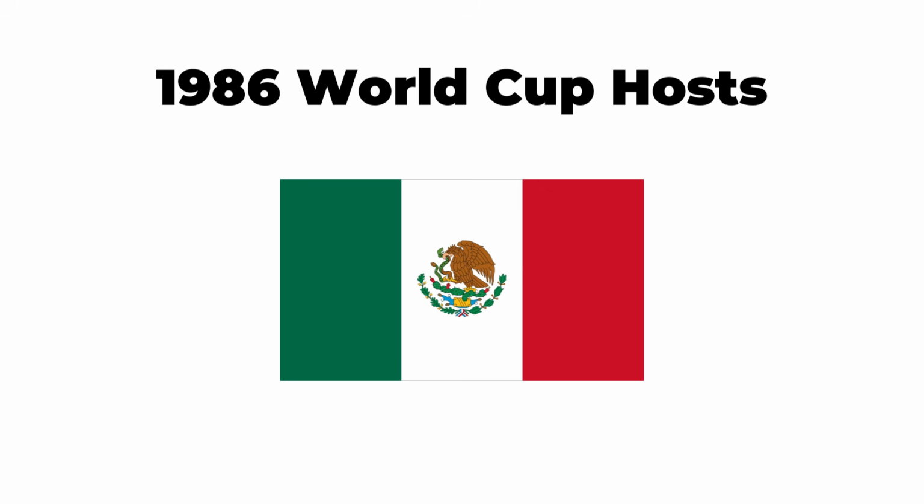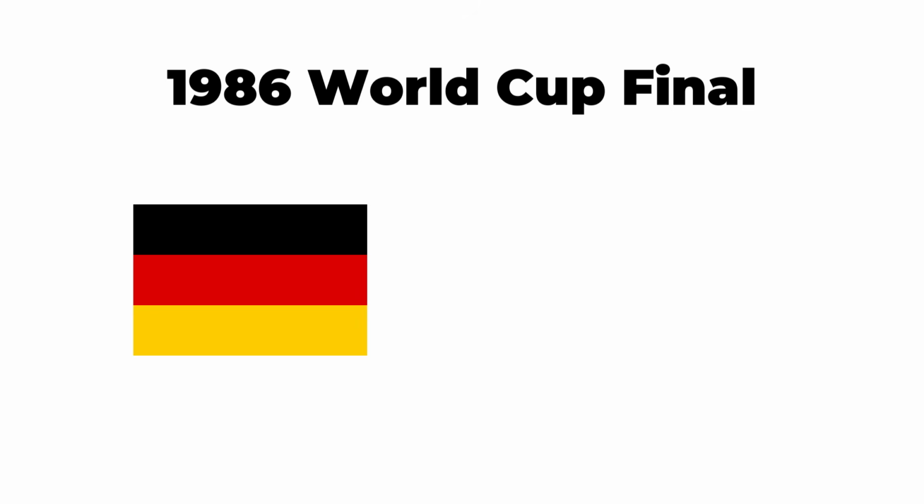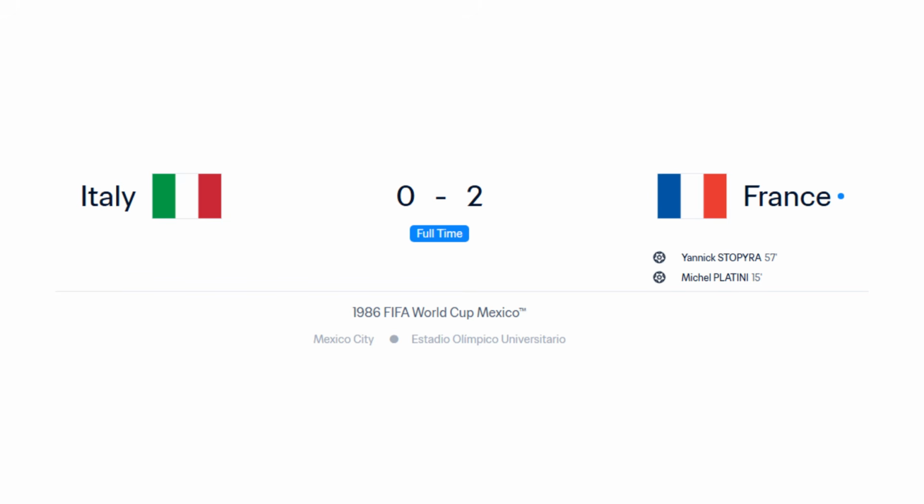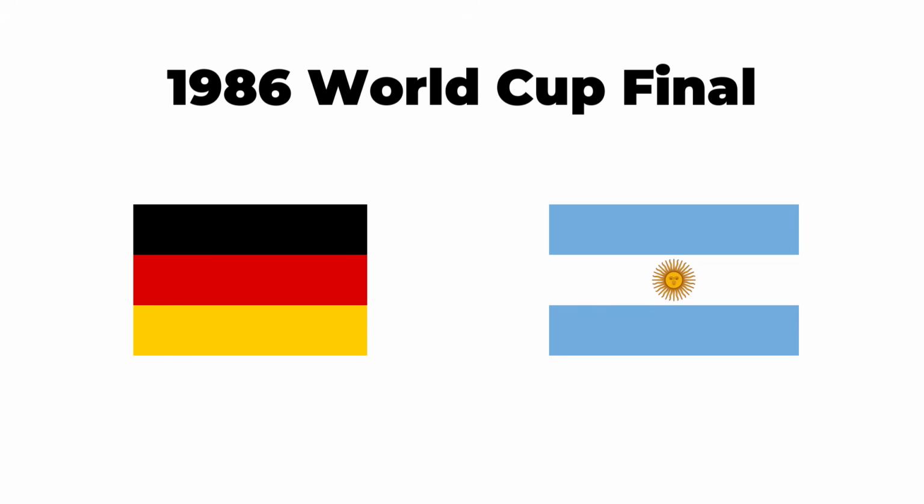1986. We're in Mexico for the second time. And guess what? For the second time in a row, West Germany made it to the final. However, this time around, Italy was knocked out in the round of 16. So who made it to the big game? Argentina, with their star player Diego Maradona.